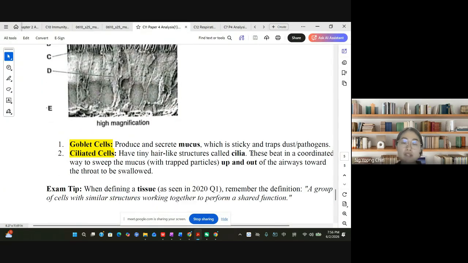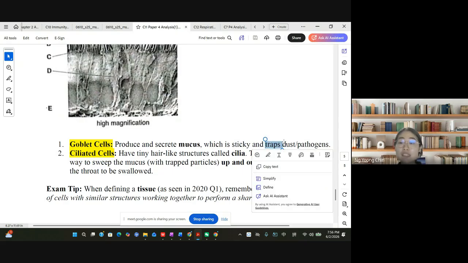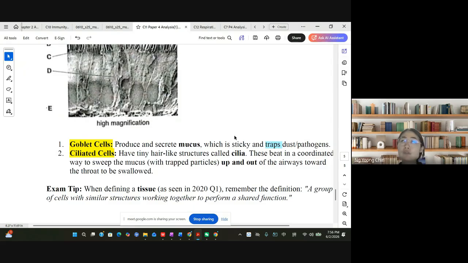Okay, so just remember that mucus is a sticky substance. They can trap. The keyword is trap. I want to see this keyword trap. Just like glue, they just trap something.